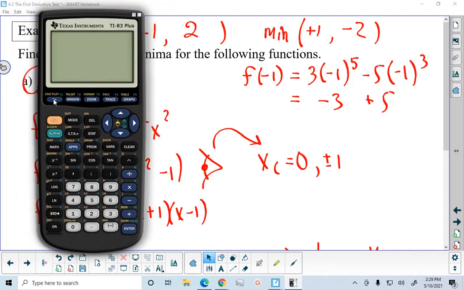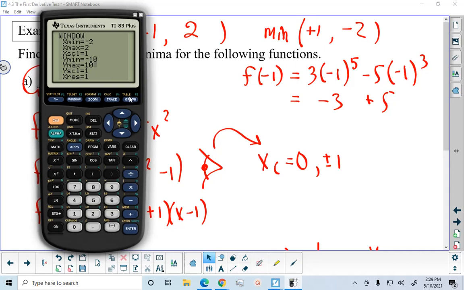This is quite a high degree for a polynomial function. It's degree 5, so we might have to play around with the zoom settings here, but it's 3x to the 5 minus 5x to the 3. I'm going to start by adjusting my window settings to go from negative 2 to 2. We won't worry about why I'm doing that. I'm going to go negative 10 to 10. That might not be too bad. Now I'll take a look at the graph. This is what the graph looks like. Kind of a wild polynomial function.